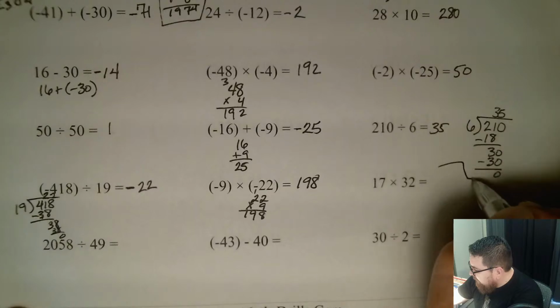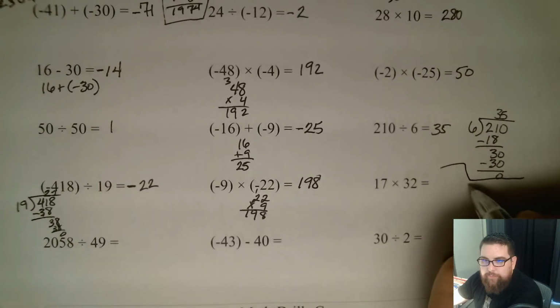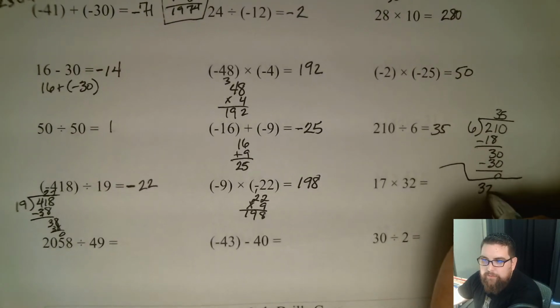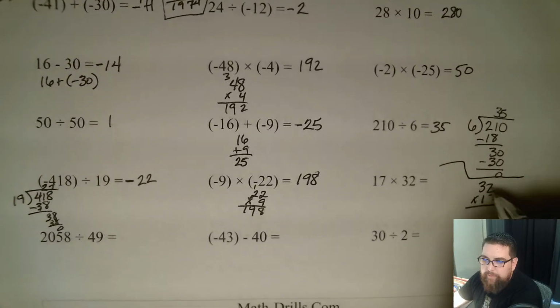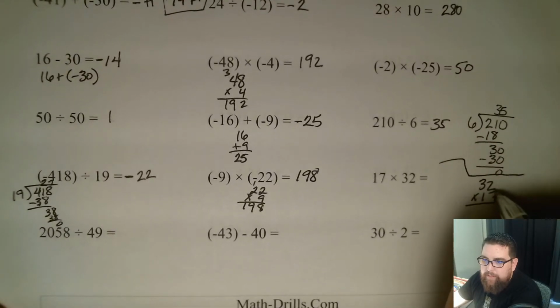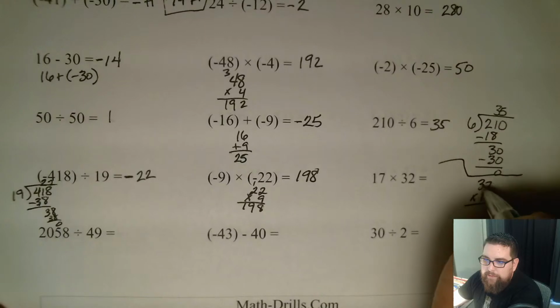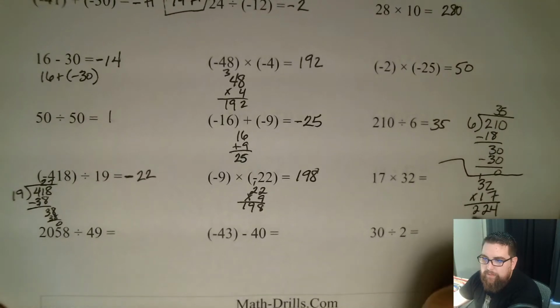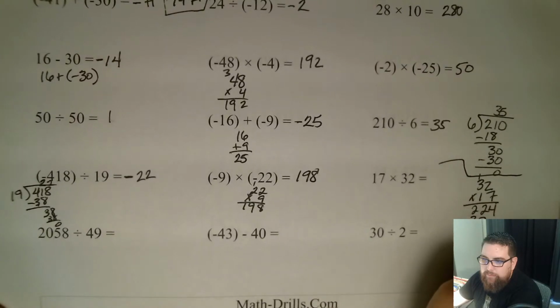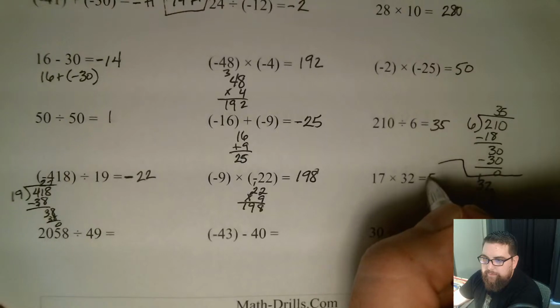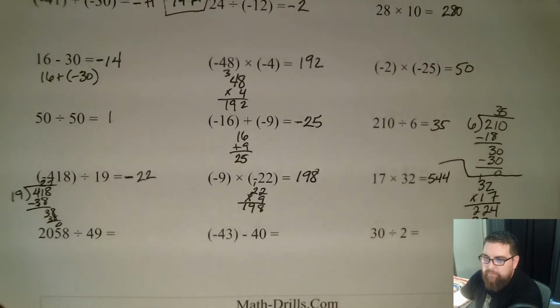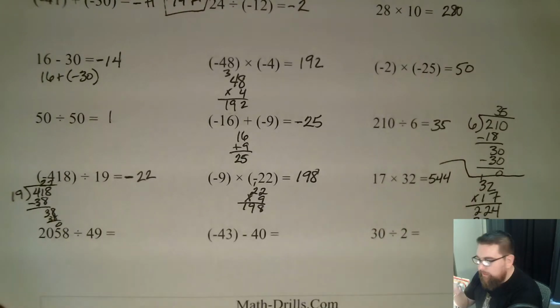All right. 17 times 32. We're going to take 32 times 17. It doesn't really matter which way you lay it out. It'll work either way. 7 times 2 is 14. Carry the 1. 7 times 3 is 21. Plus 1 is 22. 1 times 32 is 32. And so we get 4, 4, 5. And they're both positive, so we get 544 as a positive because that's what we've been working with this whole time.